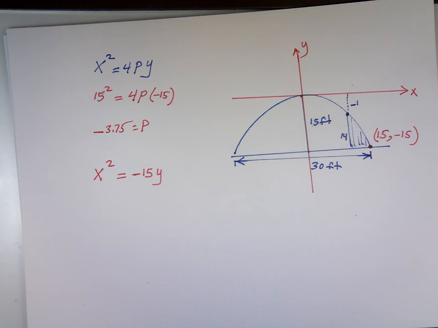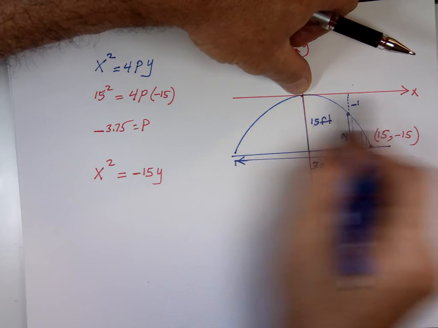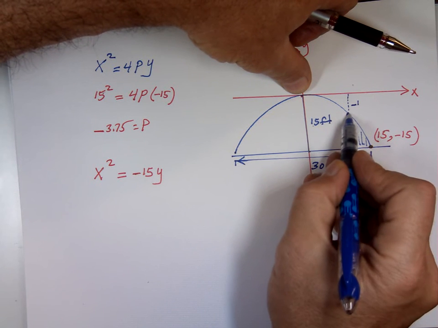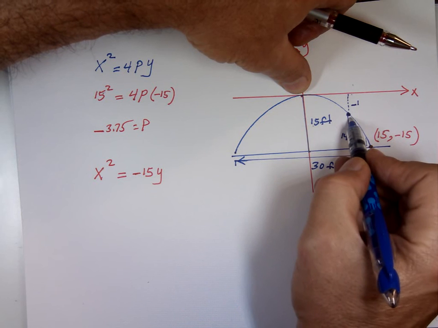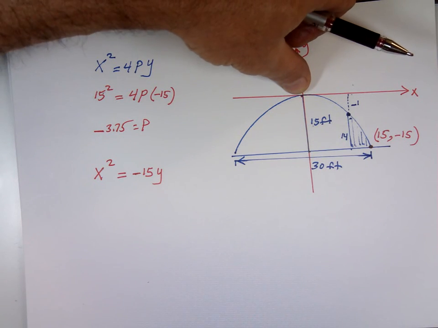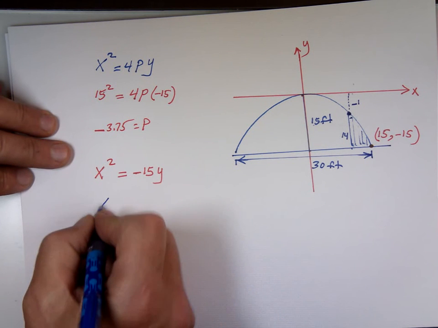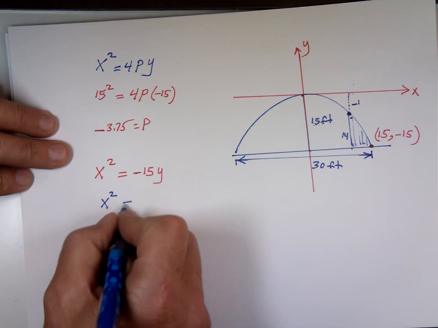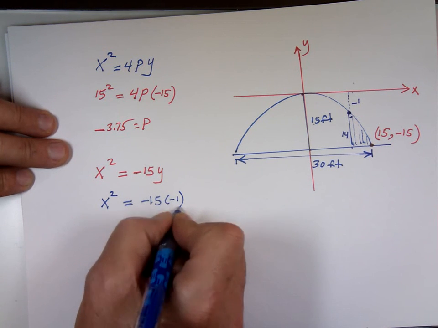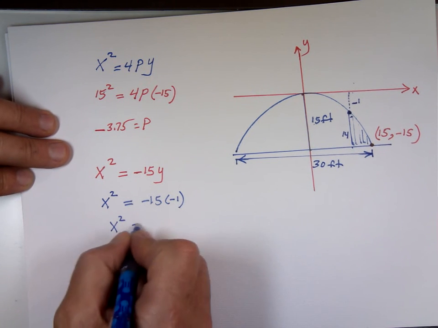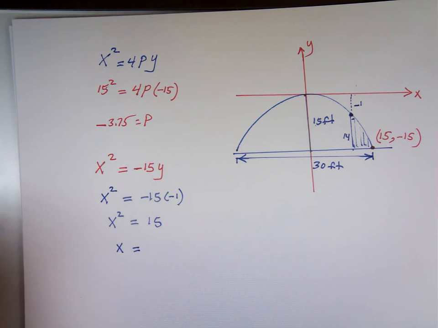Because you're measuring the height from this level. Because I want from the ground to be 14, that means from the top is 1. The whole thing was 15. So you let now y be negative 1, you solve it for x. Can you get what x equals to? The square root of 15.